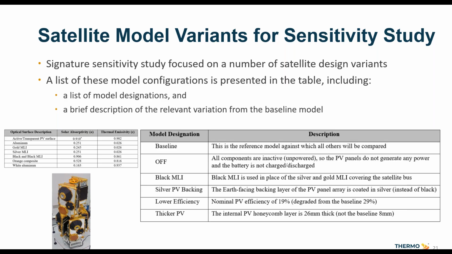We've got a model where we've replaced the silver and gold MLI with black MLI. We've got one where the Earth-facing backing layer of the solar panel array has been coated in silver instead of black. We've got one where the nominal efficiency of the PV panel, which was 29%, has been reduced to a nominal value of 19%, so that we can see how that degradation of the solar panel affects its signature over time. You know, whether the aging of the satellite is visible to a sensor. And then finally, one where we've increased the thickness of that internal honeycomb layer of the solar panel, which adds thermal mass to the system.